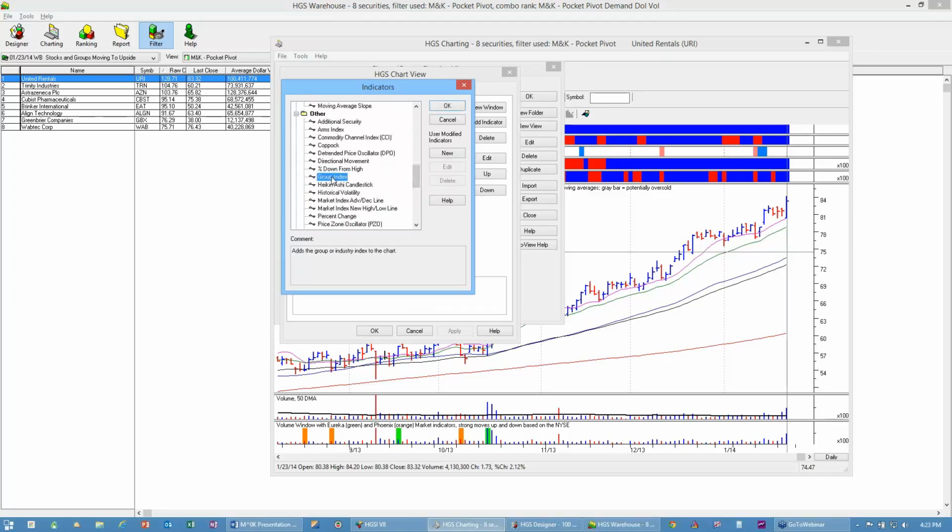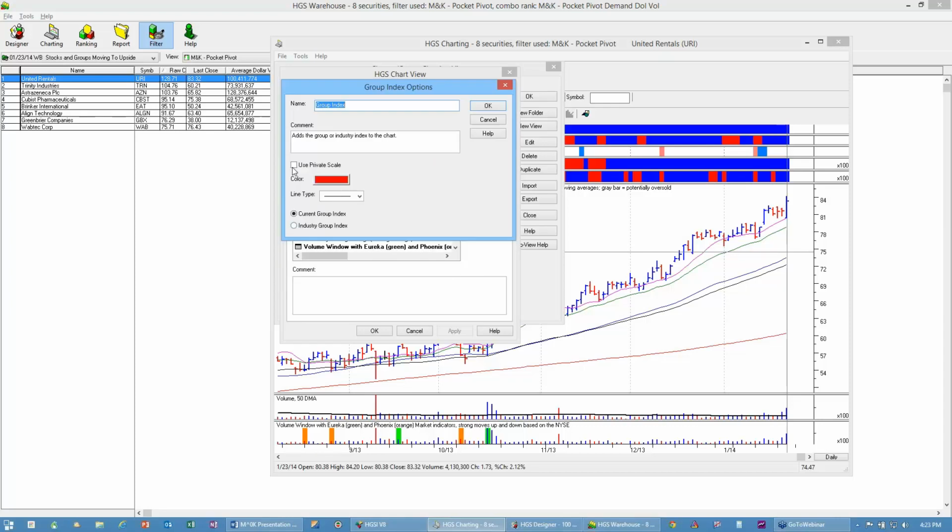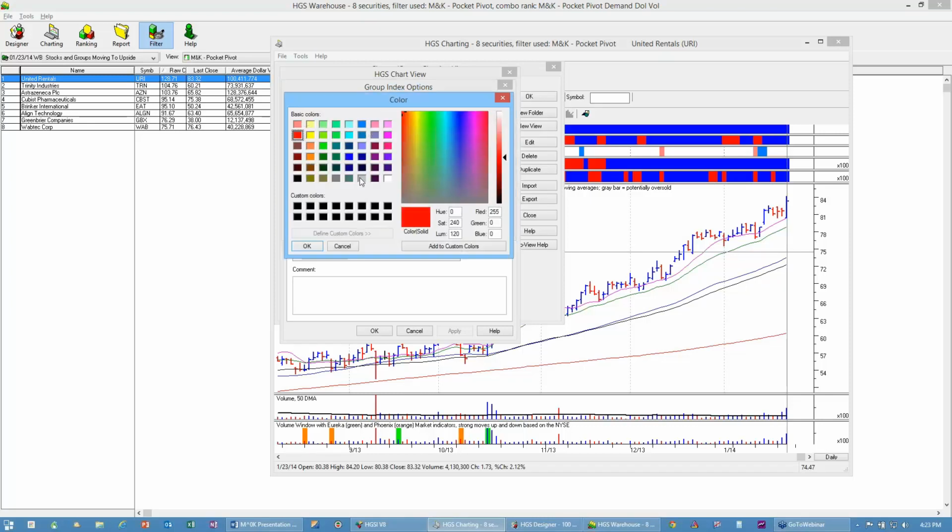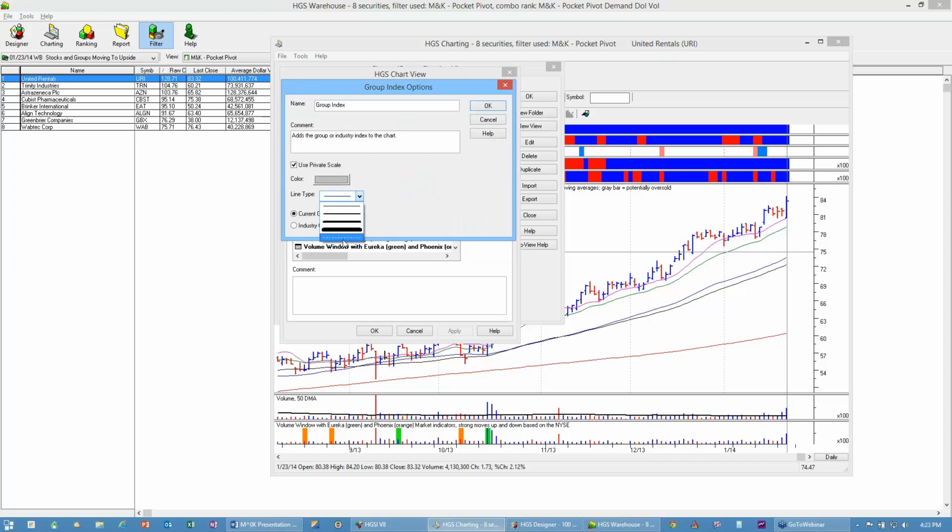Right here. It's under Other. So I'm going to double click on that, and I have to use private scale because this scale is for the price. We want a private scale. And I use a gray line so it's not obtrusive. I'll click on that, and then I want it to be a dotted line. Now, first of all, I want to select the industry group.